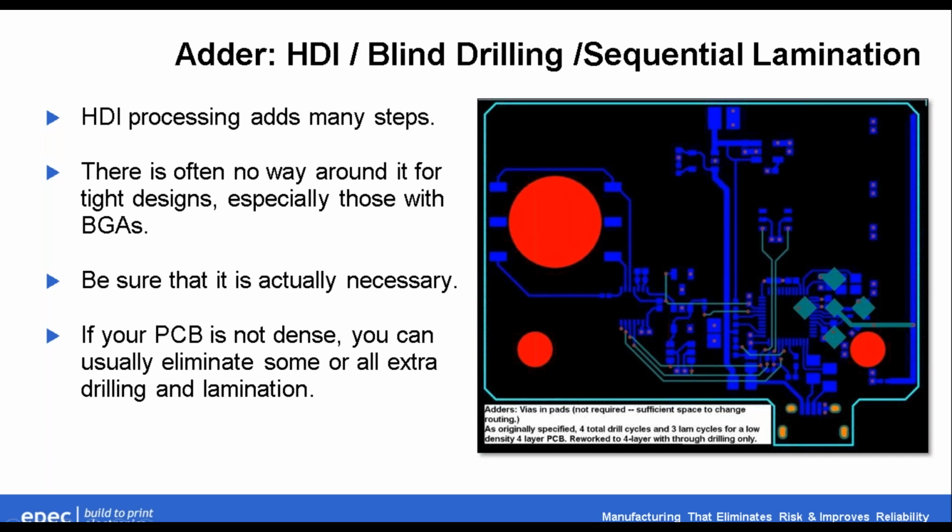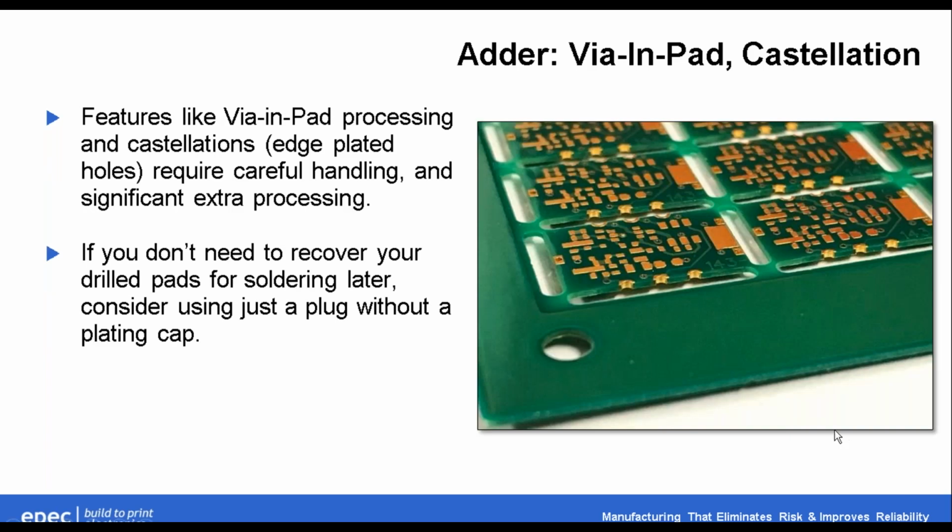Why would somebody require Castellation on a board? And what makes it difficult? Aren't you just cutting a hole in half? Well, yeah, Castellation does seem simple, but it's not really as simple as cutting a hole in half, because what happens is you have, let me see if I can find that slide. Yeah, right here is an example of a Castellation. It's basically an edge-plated hole that's been cut in half.